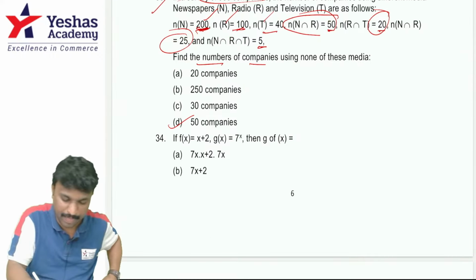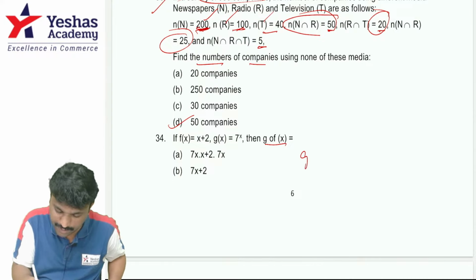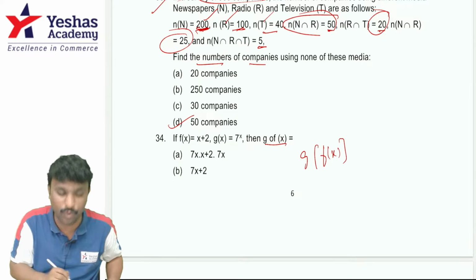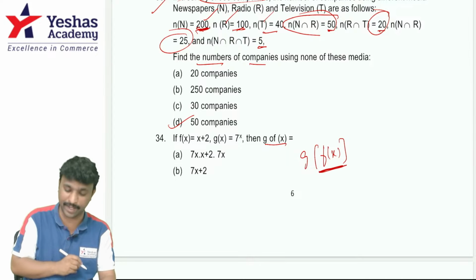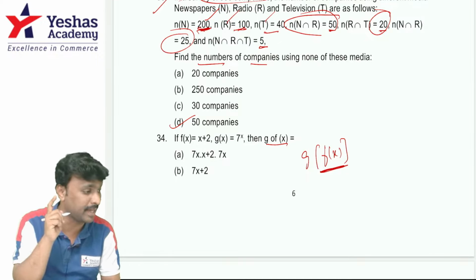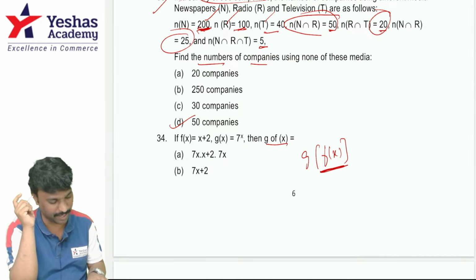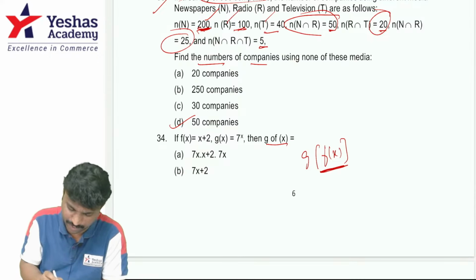Guys, in the next question, they're asking us to find g of f of x, that is gof. So g of f of x is what is asked. So underline the inner function f of x. Whatever we underline, we take it as x. So this looks like g of x. Now, plug in the value of x. What is g of x?